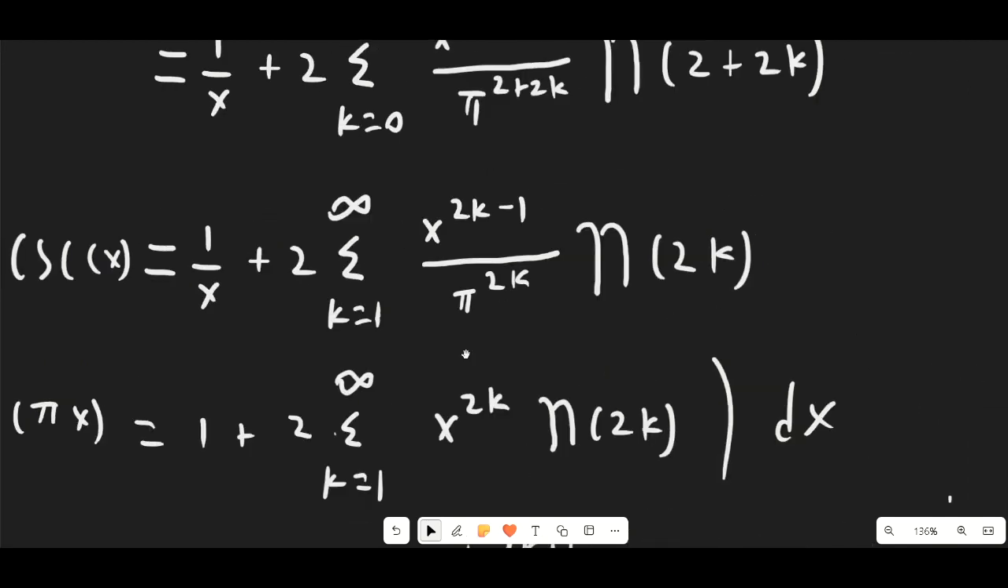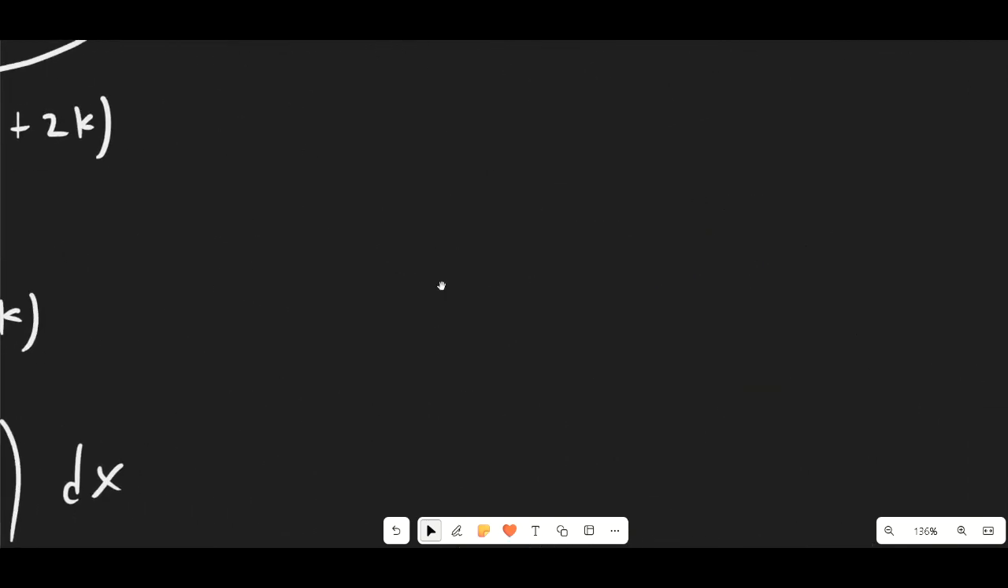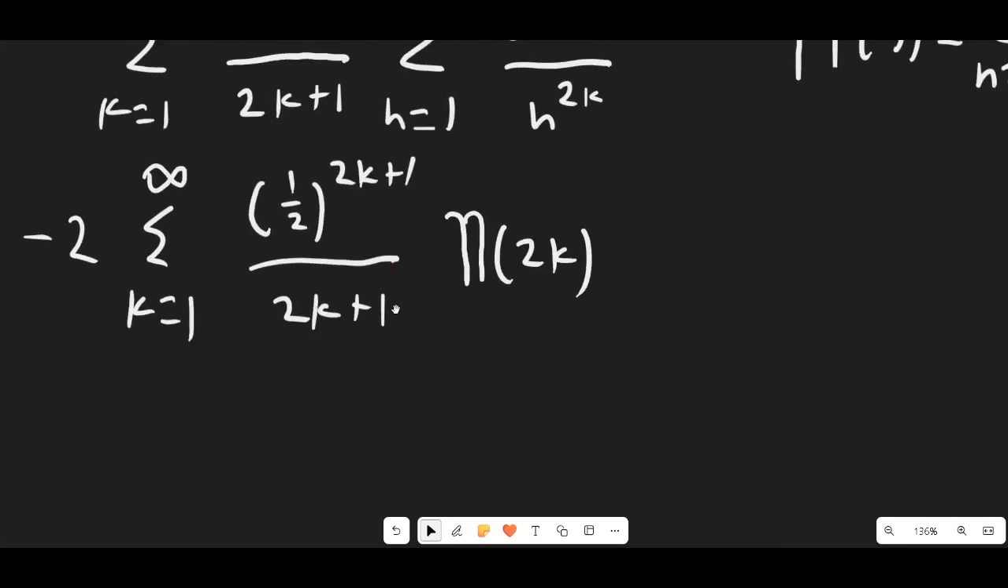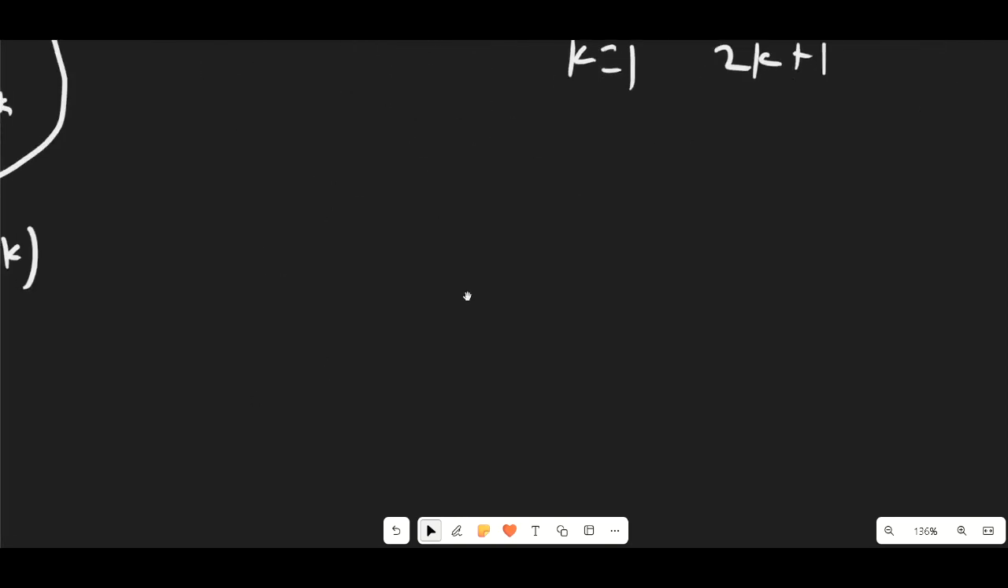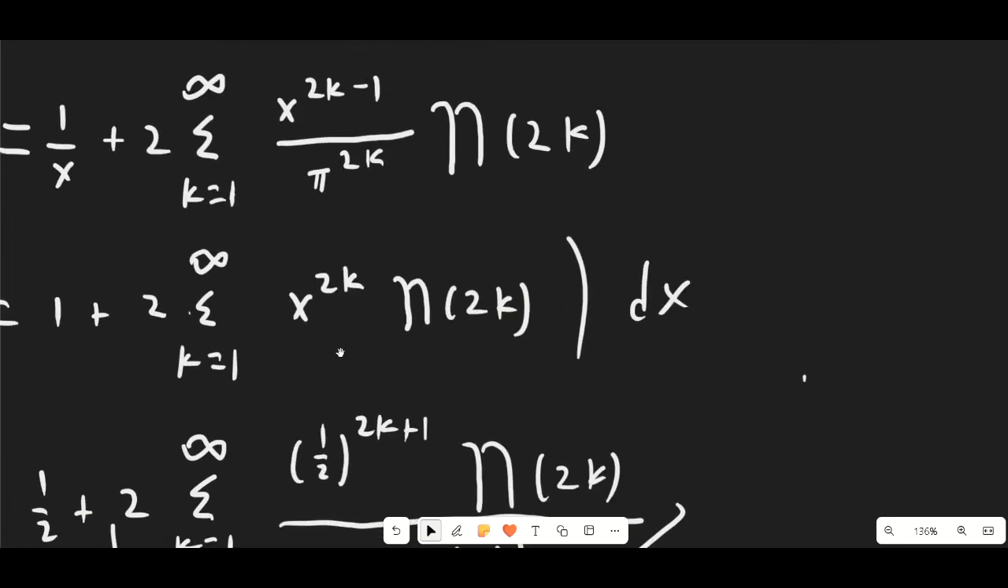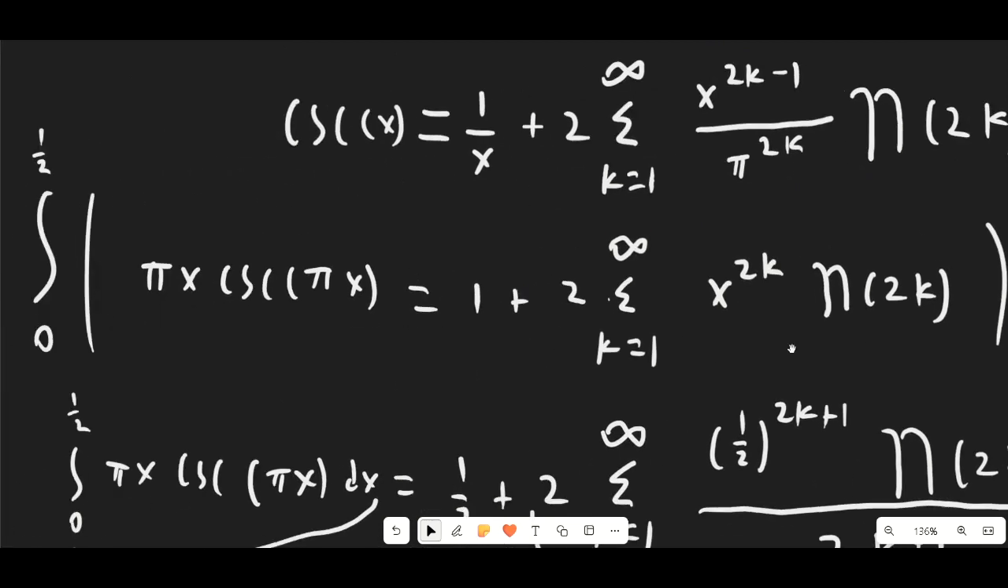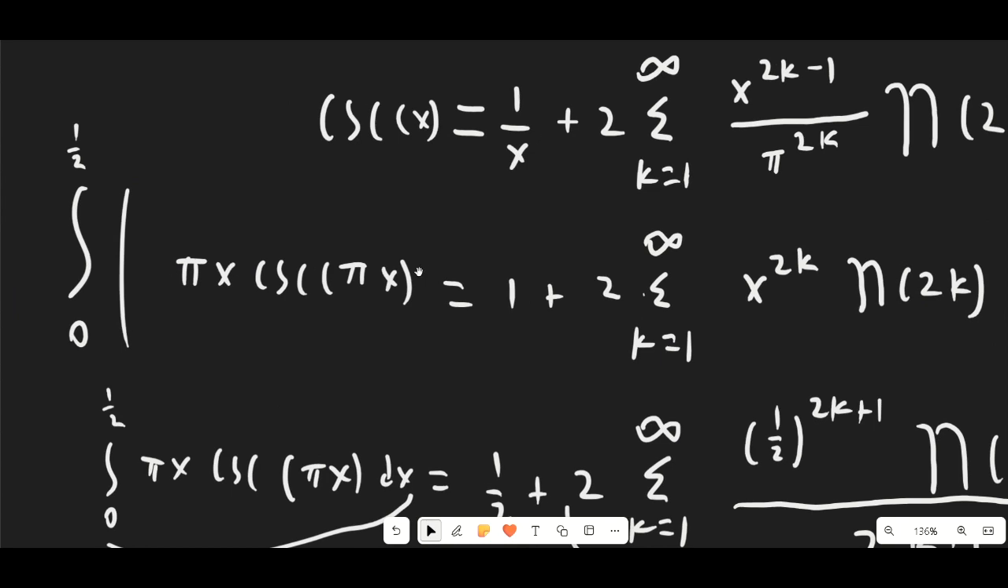And the reason we want to do this is if we look back at our original summation, we have everything over 2k plus 1, right? So if we integrate x to the 2k, we're going to end up with x to the 2k plus 1 over 2k plus 1, and that's going to give us our summation that we're looking for. So we're going to take this function, pi x cosecant pi x, and we're going to integrate it from 0 to 1/2.